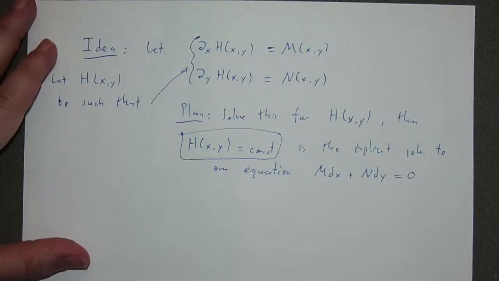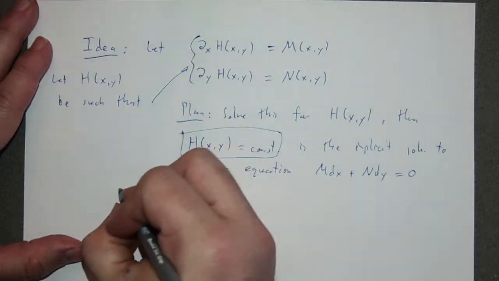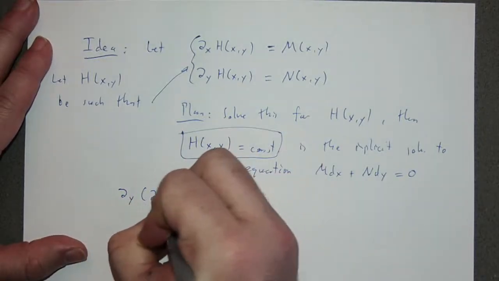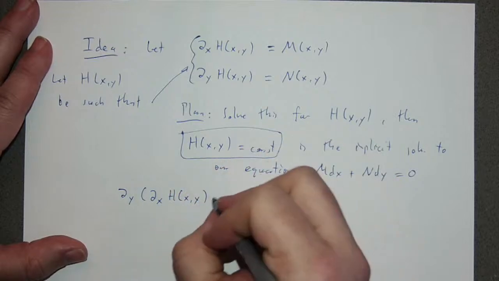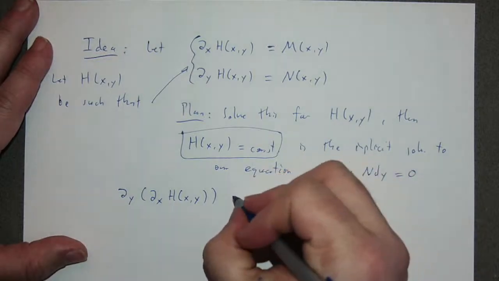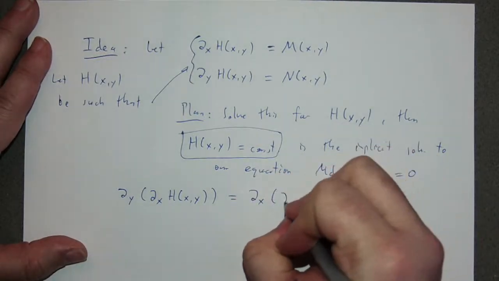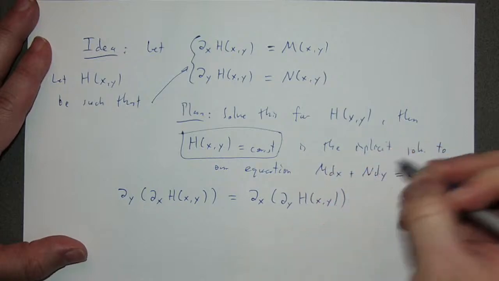Well, first of all, it's a fact of Calc 3 that if I take the y partial of the x partial of a function of two variables, x and y, that is nice, this should equal the x partial of the y partial of h of x y. Right?